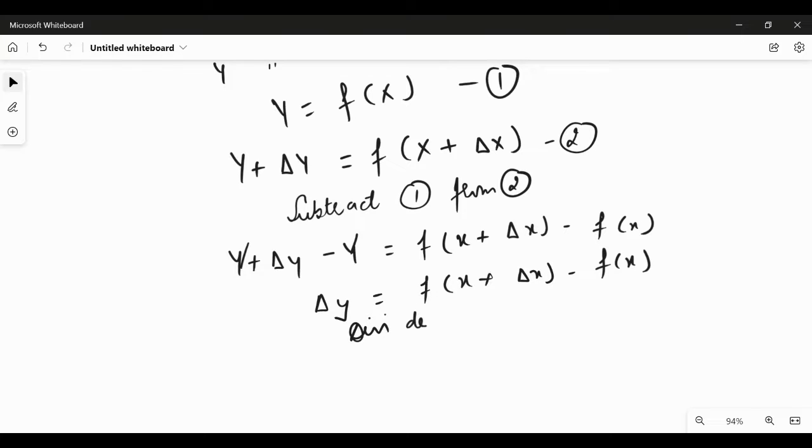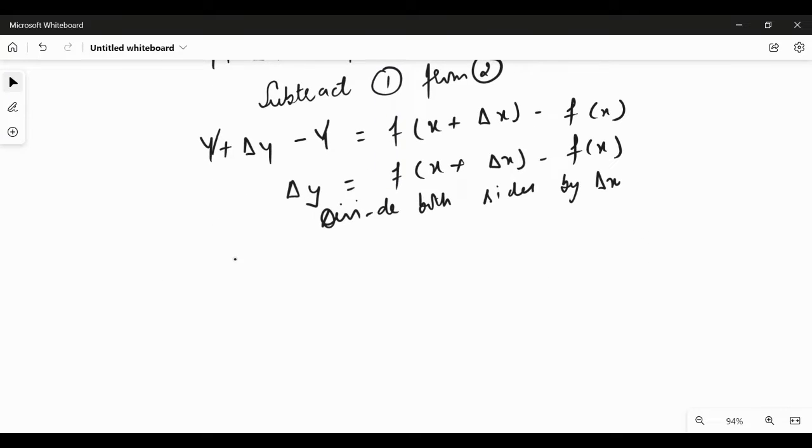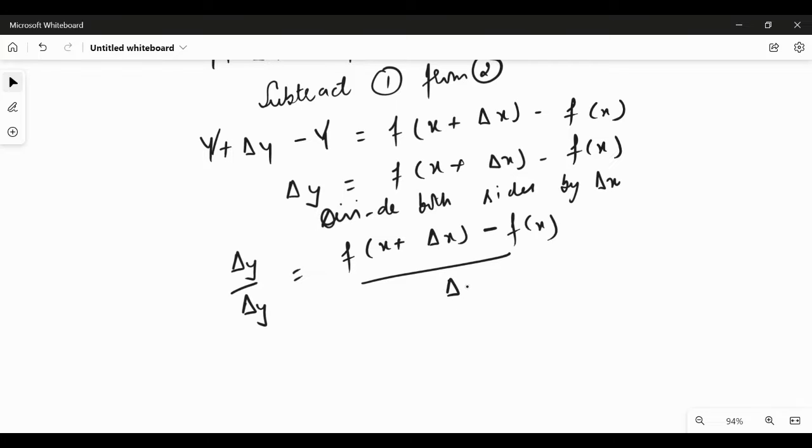Now what we will do, we will divide both sides by delta x. What I will get is delta y by delta x is equal to f of x plus delta x minus f of x, divided by delta x. Here, this is delta y by delta x.